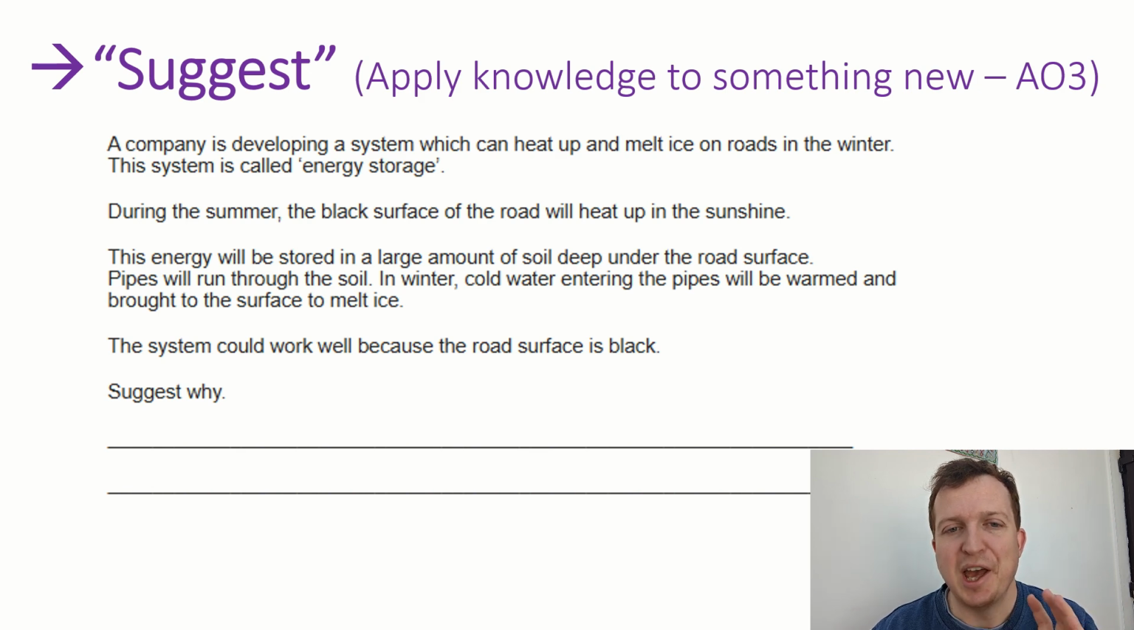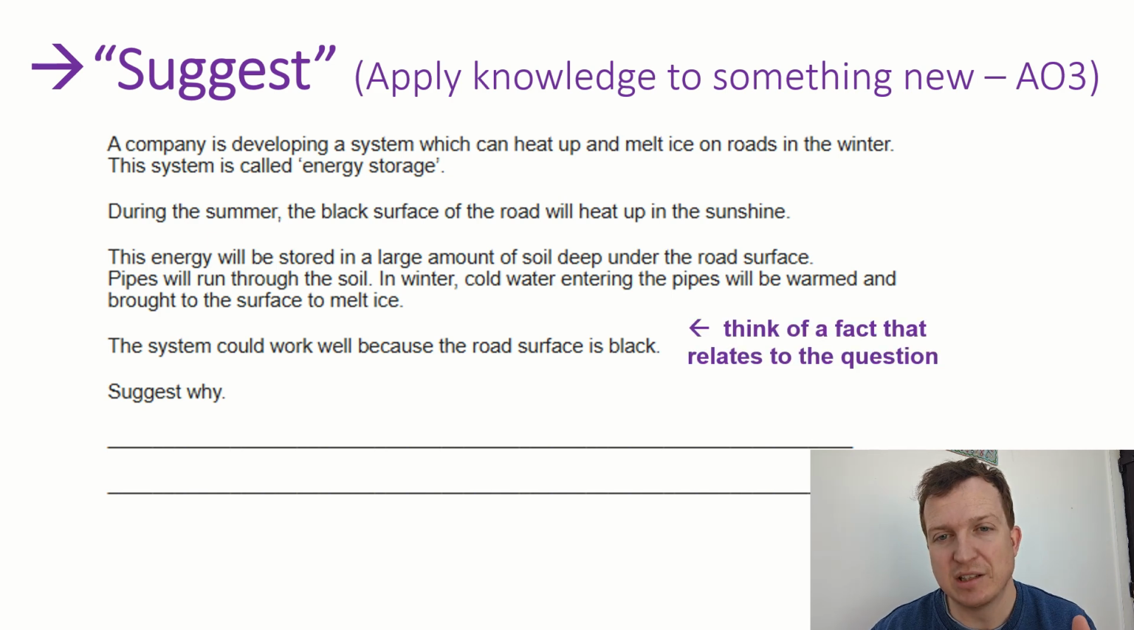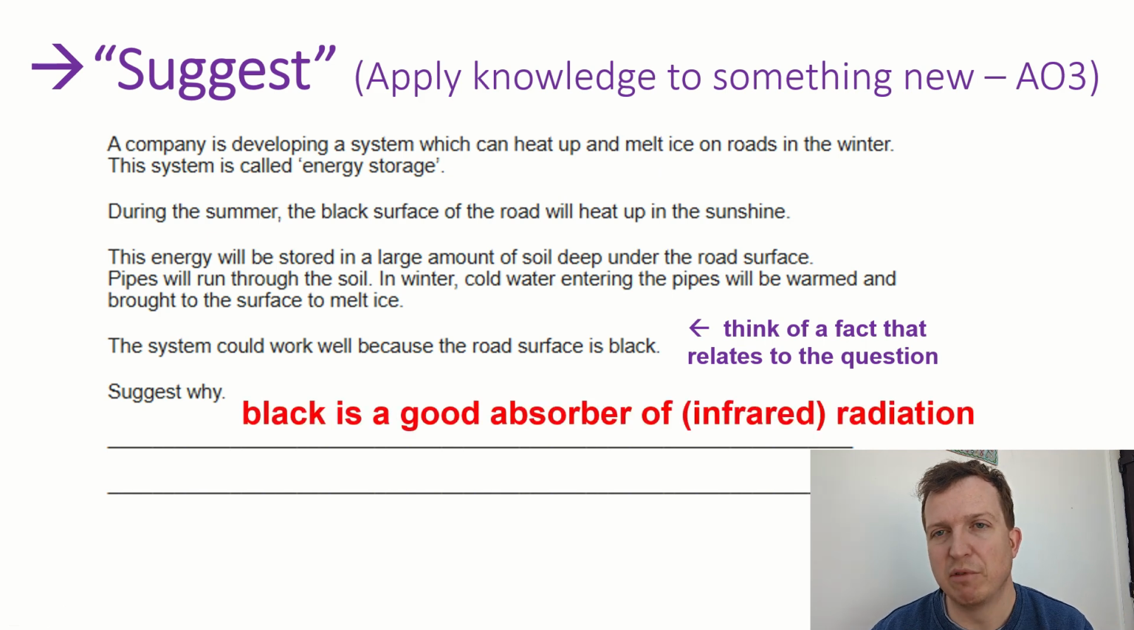So in this question, it's quite a long question just for 1 mark, but it talks about basically energy being stored in a large amount of soil and pipes, etc. Basically, they're going to be black, and the question says suggest why. So we can think of a fact that relates to this question. It's all about the top bit, you can see it's about melting ice on roads. So think of a fact we know to do with the fact that it's black and to do with stuff melting, or we should know that black surfaces are good absorbers of infrared radiation.